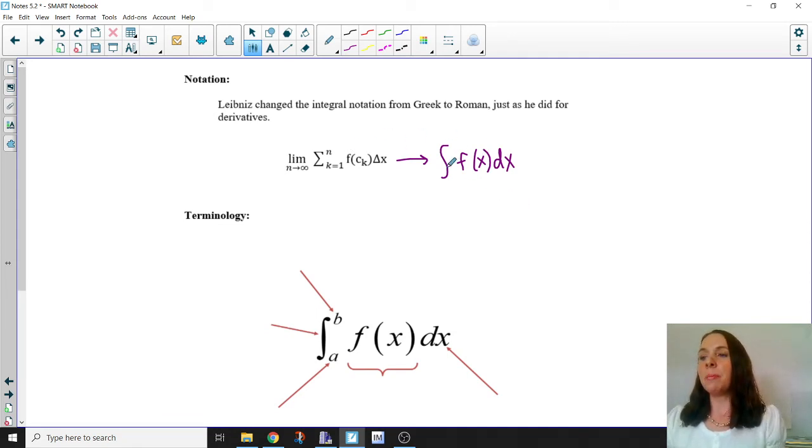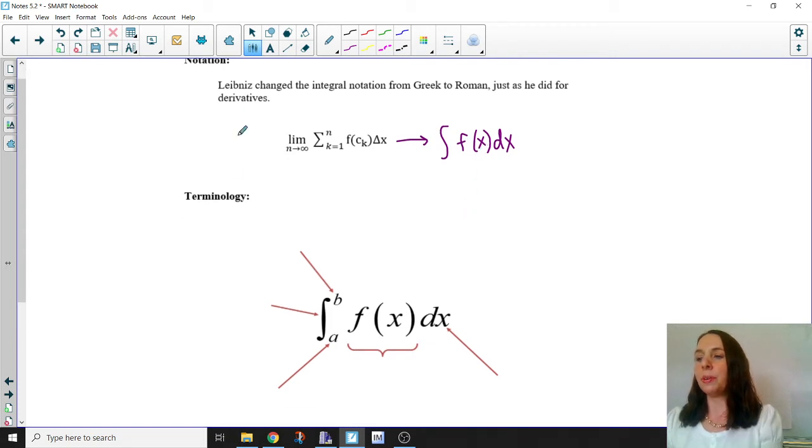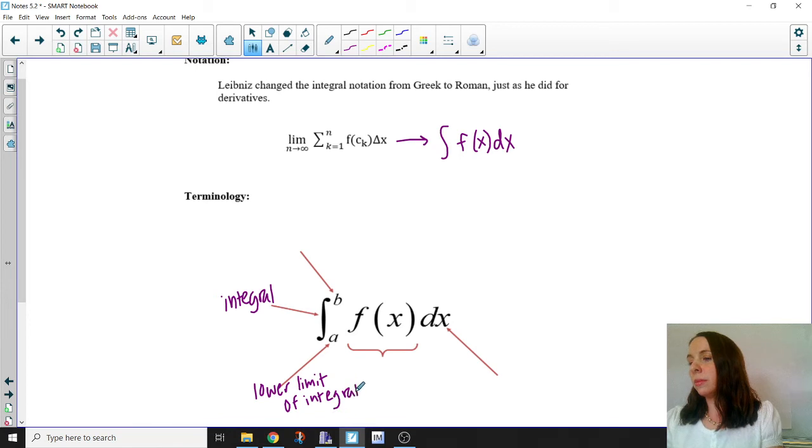So now let's talk about this integral notation a little bit further. This stretched S symbol that you see here, you can call that your integral symbol. When you read these, you usually say the integral of, and then you read the left endpoint, which we call the lower limit of integration. And then you read the right endpoint, which we can call the upper limit of integration.